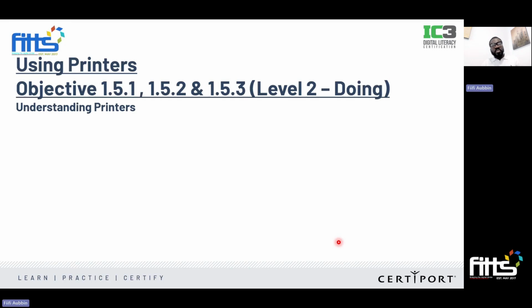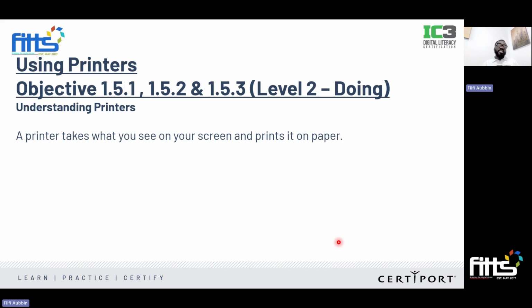So this is objective 1.5.1, 1.5.2, and 1.5.3, and this is about growing. We are advancing our skill set. So a printer takes what you see on your screen and prints it on paper. And this is what we usually term as hard copy. So whatever you have on your system is a soft copy. Once it comes out of a printer, it turns into a hard copy, okay?